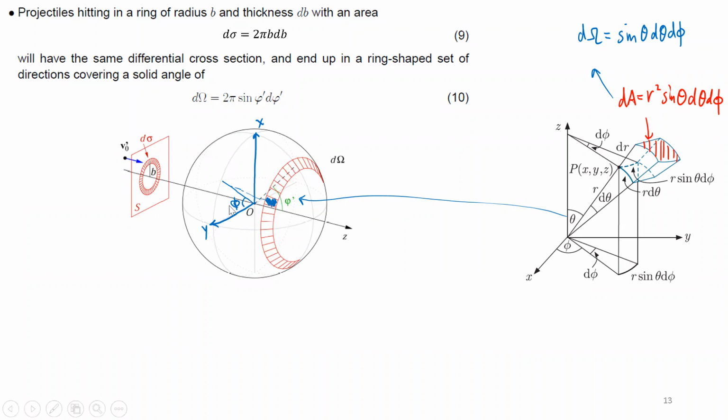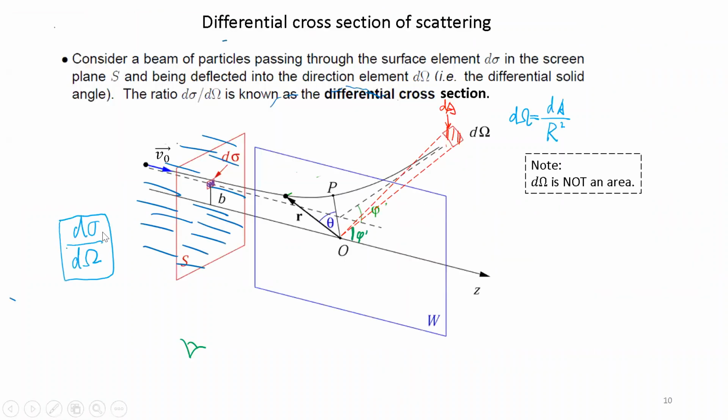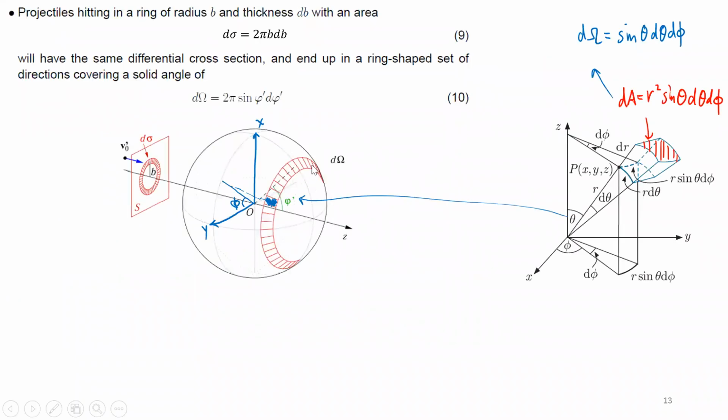Okay, so now we have worked out the arrangement for this coordinate system, right? As I said, the goal is to find this dσ/dΩ. Here you can see that I have drawn not just one detector now, but an entire set of detectors, which lies on a particular circle on this sphere.